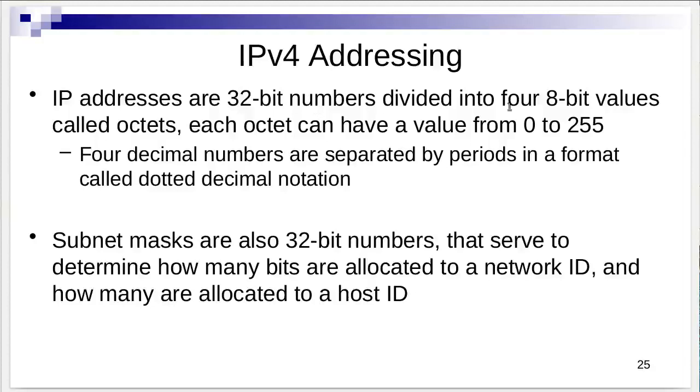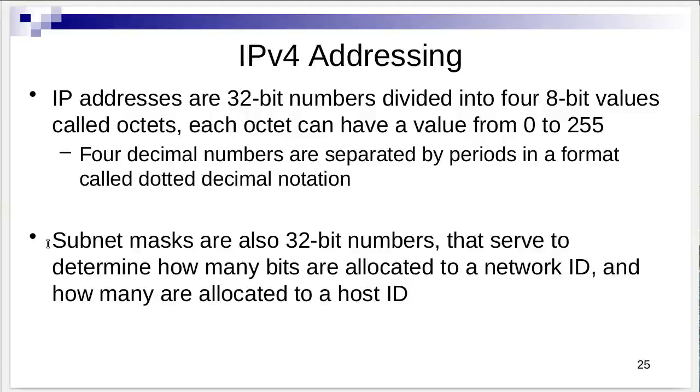It's much easier to take this 32-bit number, divide it up into four groups of 8 bits, because 8 bits are a little easier to remember, because each 8-bit value goes from 0 to 255. So these four decimal numbers separated by dots is a format called dotted decimal notation.